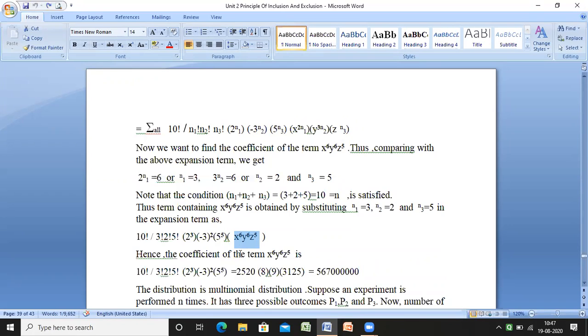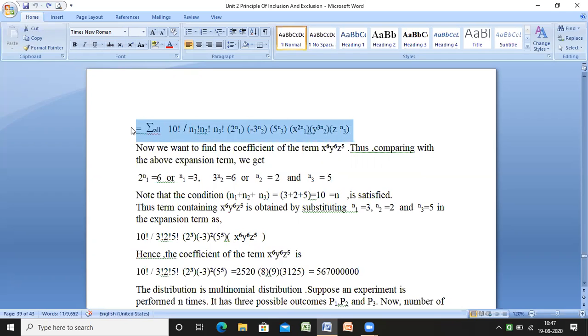If you look at the value of n1, it is 3. If we put this value over here, 3 into 2 means 6, so we get x to the power 6. Here we get y to the power 3n2. N2 is equal to 2, so again 3 into 2 means 6. And n3 we already have as 5, so z to the power 5. We put the values of n1, n2, n3 in this equation.